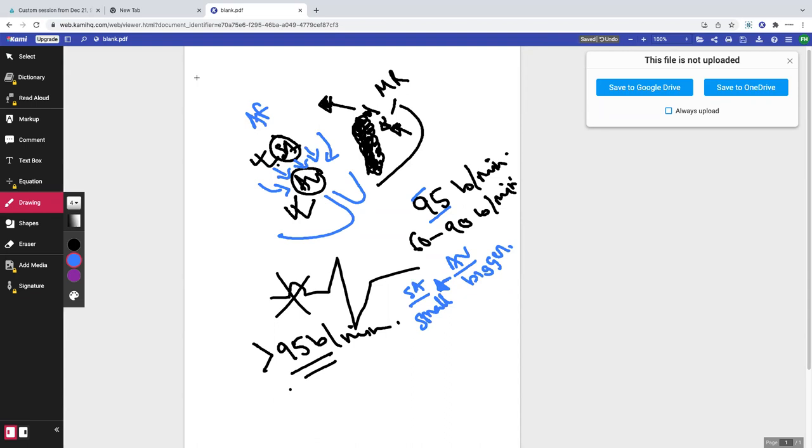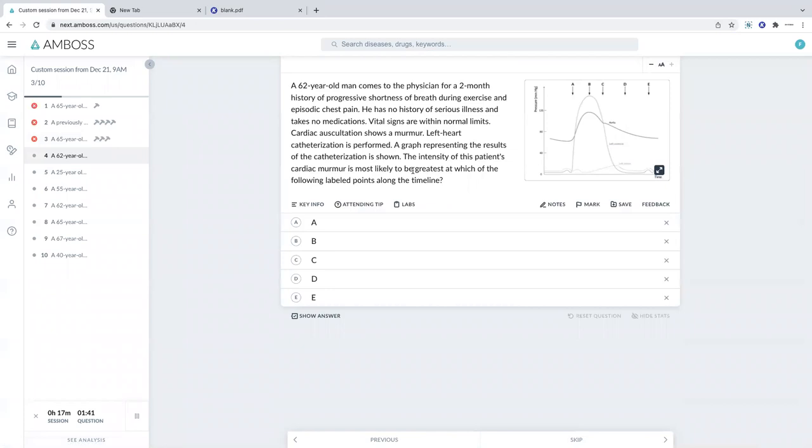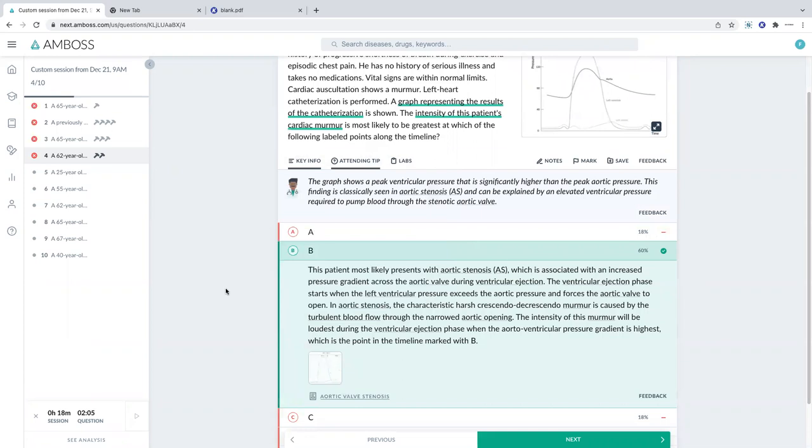Which one did you guys choose over here? History of shortness of breath. He has no history of serious illness. Left heart catheterization is normal. The graph represents the results of the catheterization. The intensity of the patient's cardiac murmur is most likely to be greatest over which of the following? The answer for this one is B. Very good.